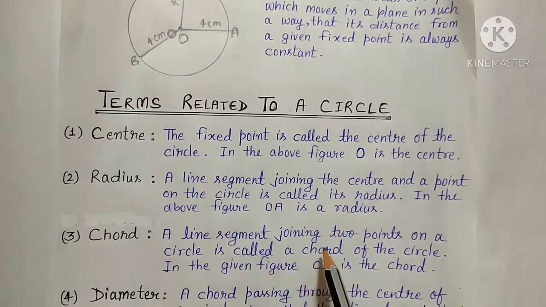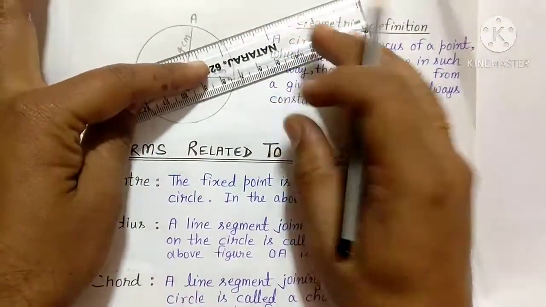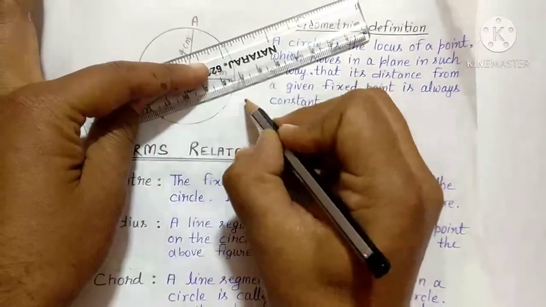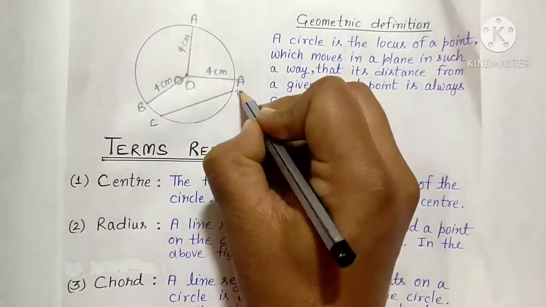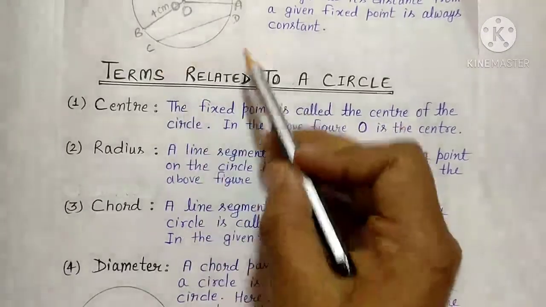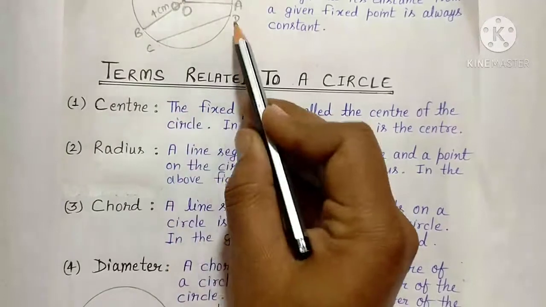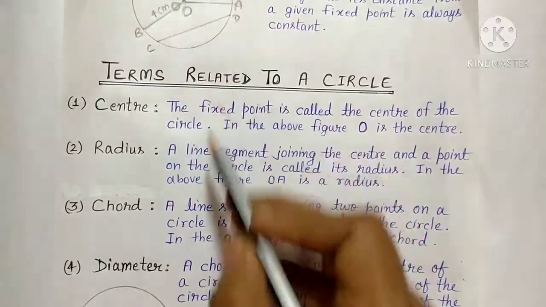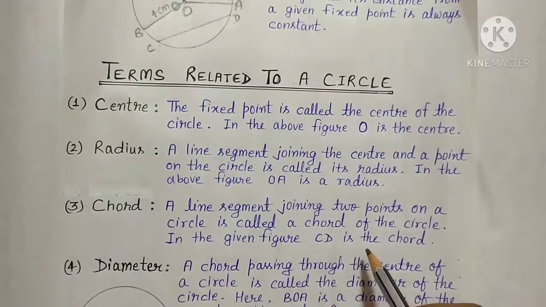Then comes the chord. A line segment joining 2 points on a circle is called a chord of the circle. In the given figure, just pay attention here. We can take 2 points, 1 point here and 1 point here, and join these 2 points. Let me call them C and D. This CD is forming a chord. It is a line segment joining the 2 points C and D on the circle. In the given figure, CD is the chord.